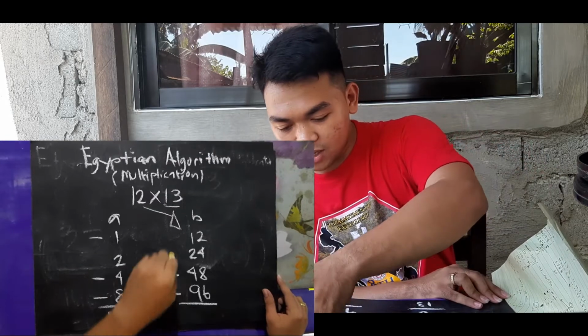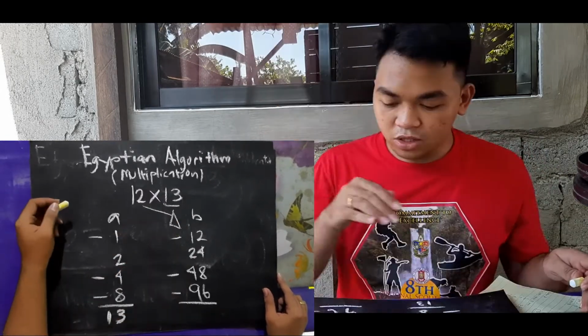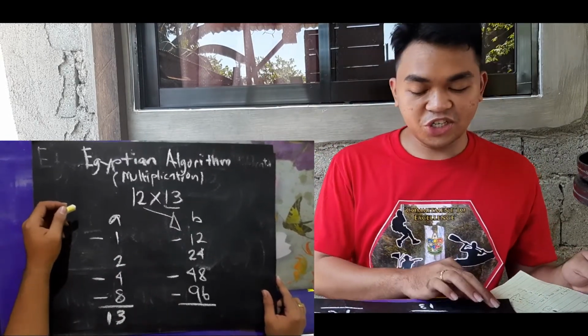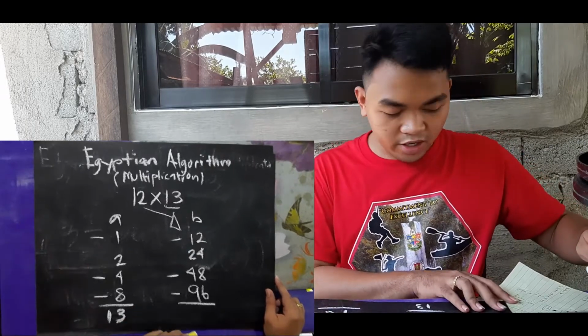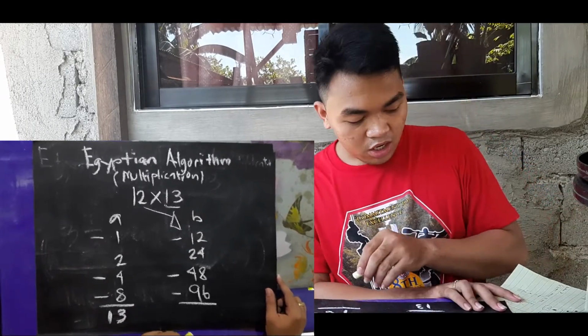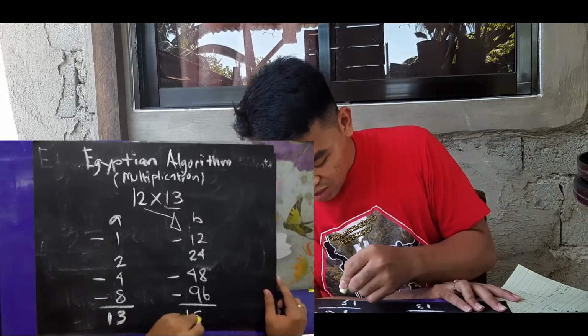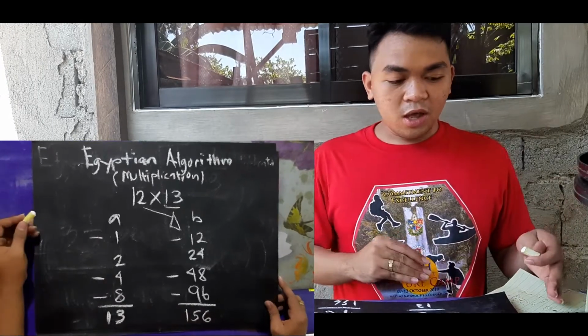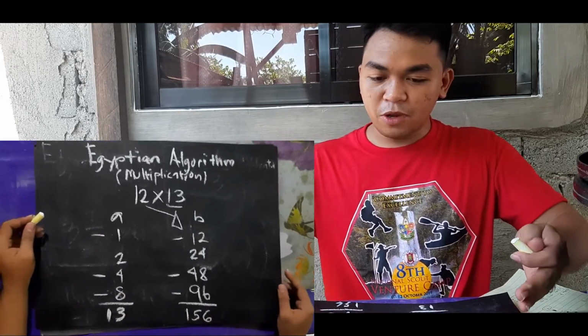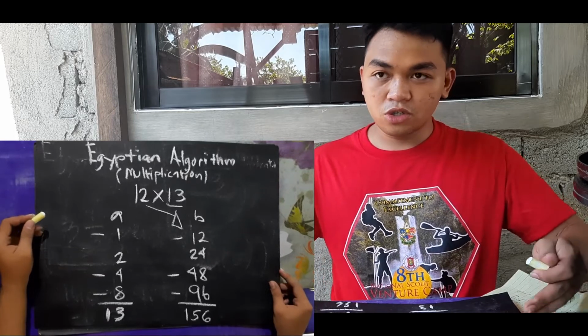So this line, and this line. Then 12 plus 48 is 60. So 60 plus 96 is 156. So as you can see, the Egyptian way of multiplication is so difficult to understand.